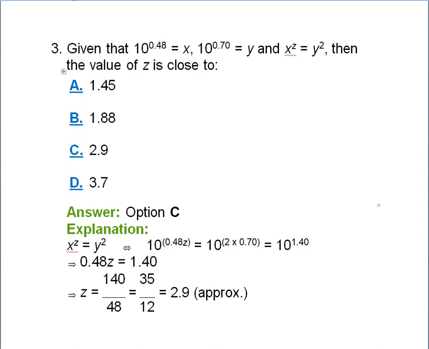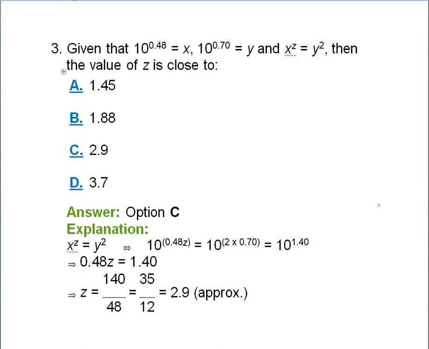So moving on to the homework problem. Given that 10 raised to the power 0.48 equals x, 10 raised to the power 0.70 equals y, and x raised to the power z equals y squared. So what is the value of z closest to?